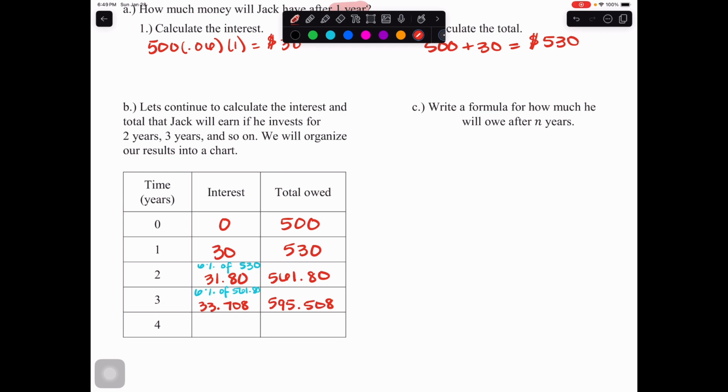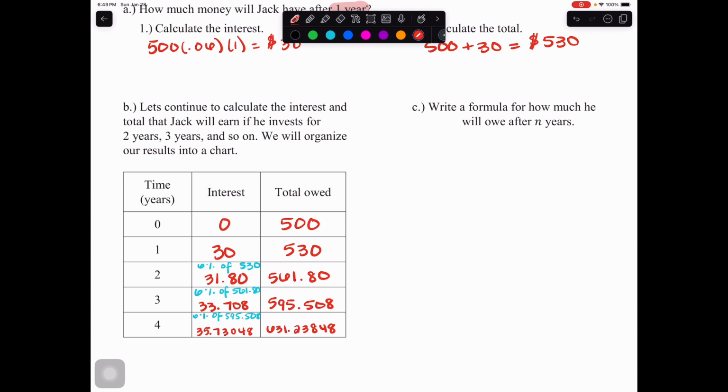So then in year 4, I would calculate 6% of that recent total, 595.508, and I would end up with 35.73048. And then I will take that amount, since it was interest, and add it to the 595 number to get 631.23848. So when we look at this, we can tell it's not simple interest.